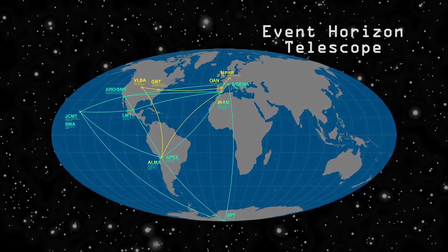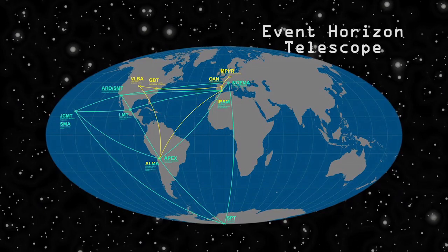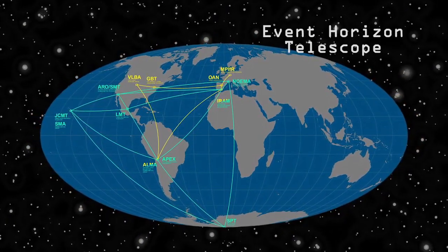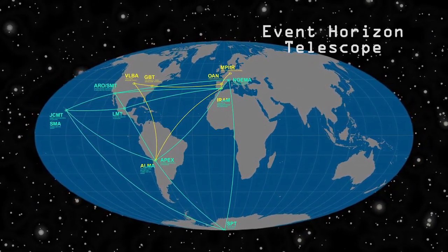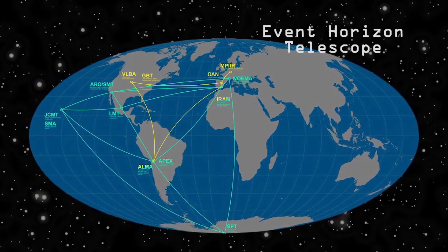There are even networks of dishes that are separated by thousands of kilometers spread across the Earth. I alluded to one such network in an earlier lecture, the Event Horizon Telescope. That's how we hope to resolve the details of what's happening in the vicinity of the black hole in the center of our galaxy.